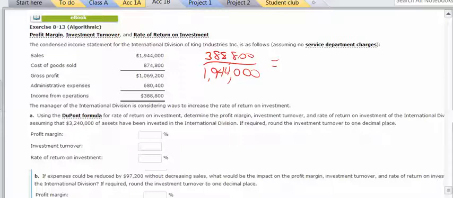So let's make that calculation. 388 divided by that is 20% or 0.2. Next, we'll look at the investment turnover. The investment turnover is going to be my sales of $1,944,000 divided by the invested assets, which they said was $3,240,000.